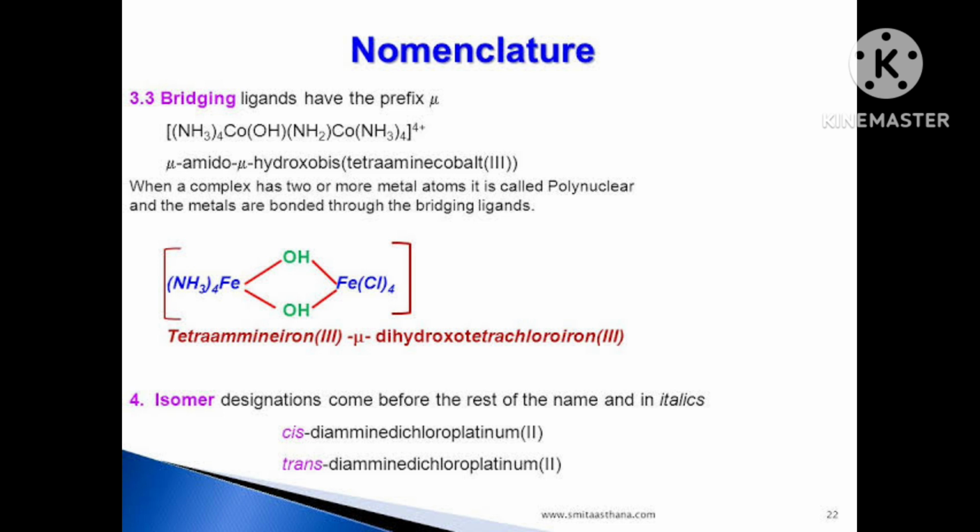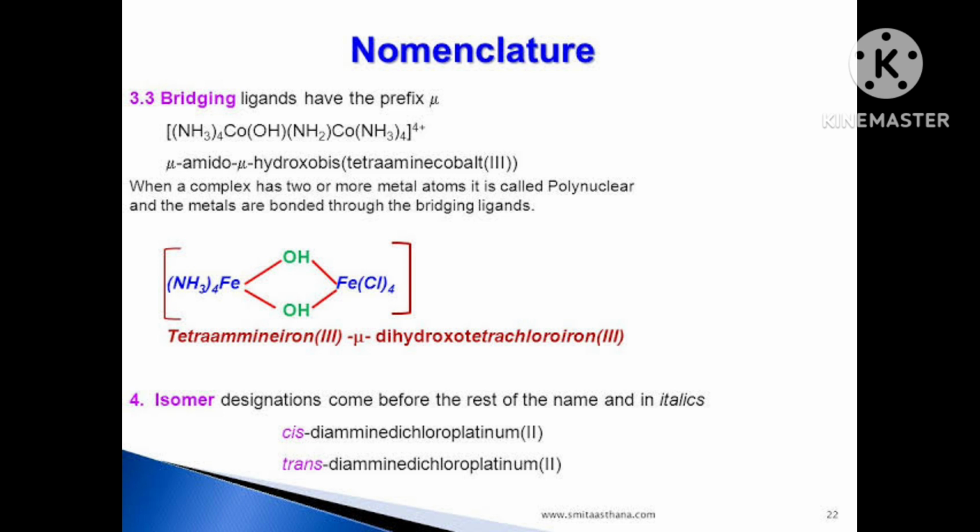Then I will start nomenclature of coordination compounds. Then two terms I am going to discuss, that is the oxidation number of central atom. Already I have discussed how to find out the oxidation state of central metal ion.